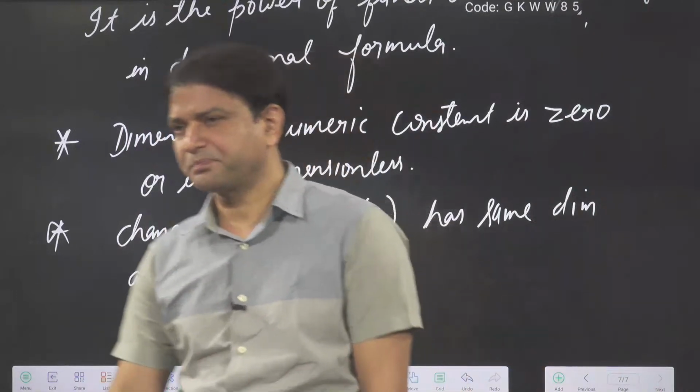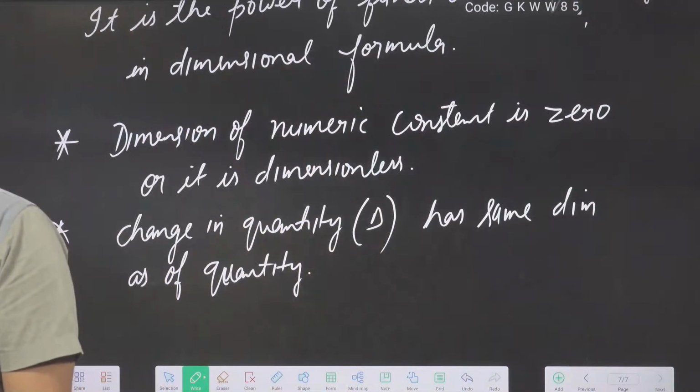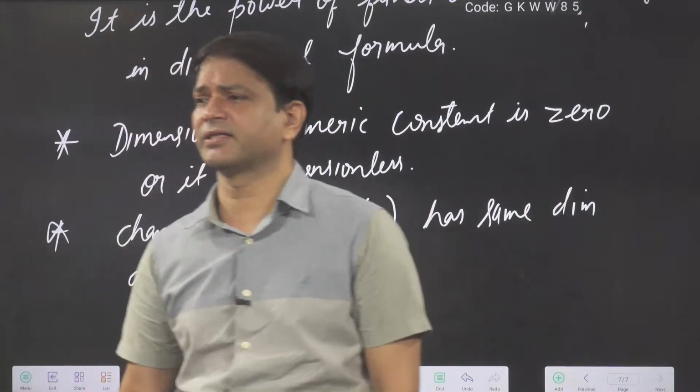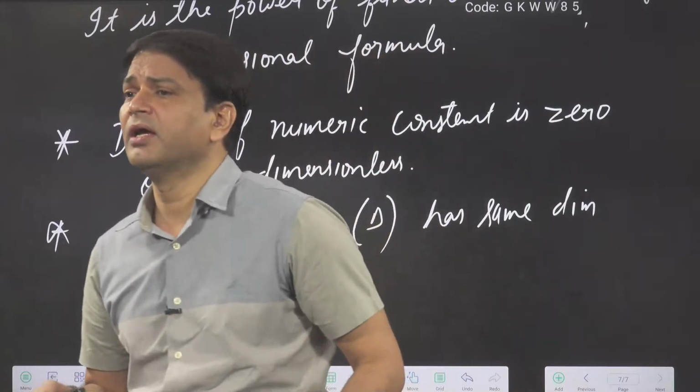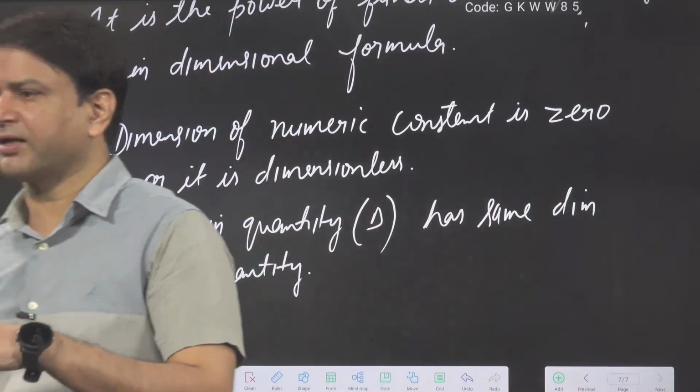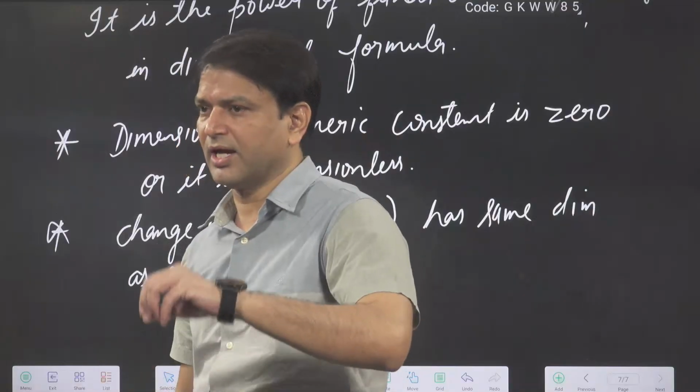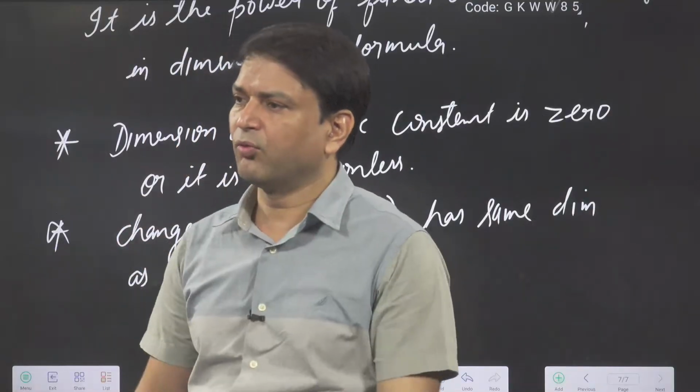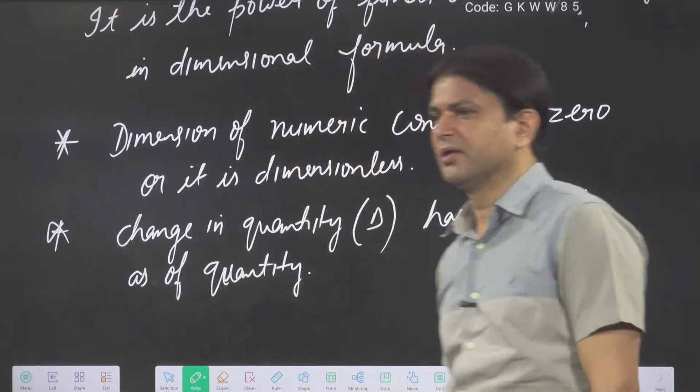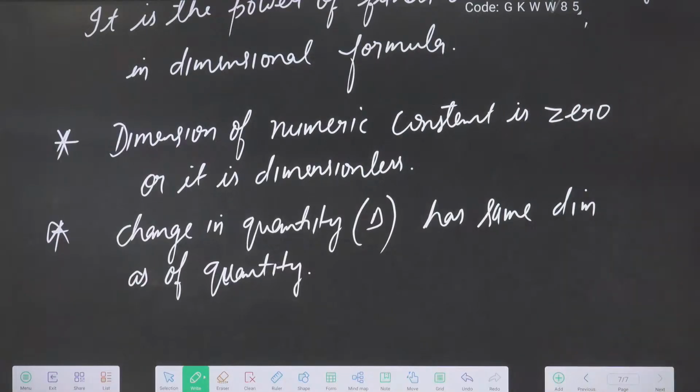Suppose I am asking, what is the dimension of delta x, where x is the distance. Suppose I am subtracting velocity from velocity, subtracting two velocities. What will you get? Which unit will you get when I subtract two velocities?